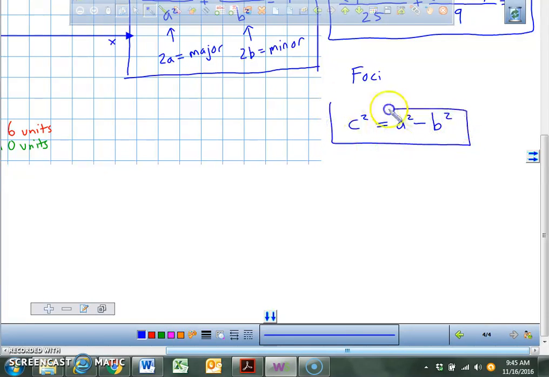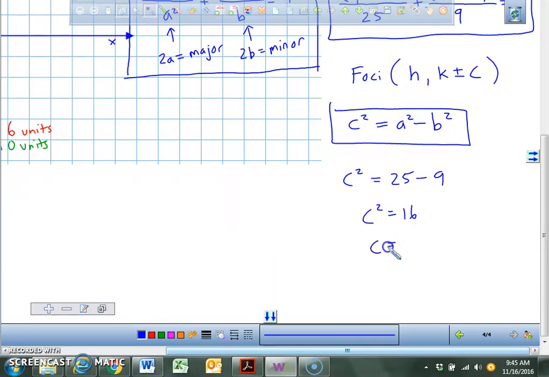So this right here helps you find the foci. By the way, the foci in this problem are located at H, comma, K plus or minus C. That's how you're going to plot it. Okay? To find C, you're going to take your A squared, which is 25, minus your B squared, which is 9. So right now, our C value is equal to 4.